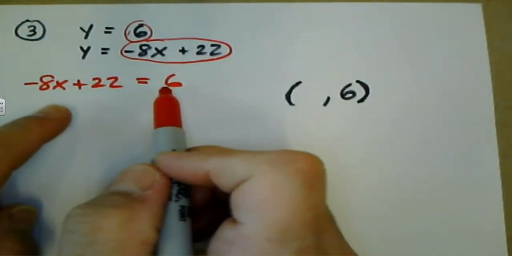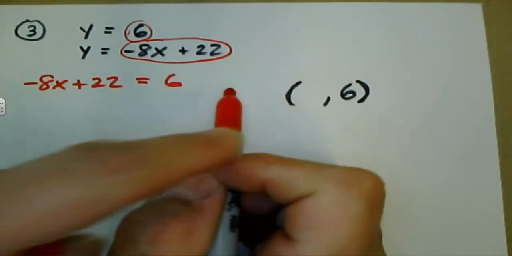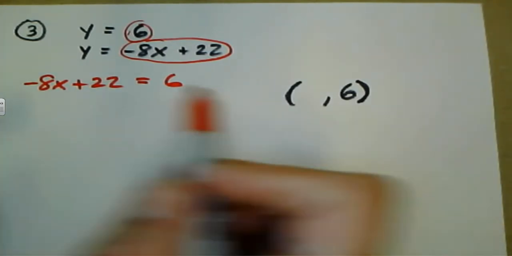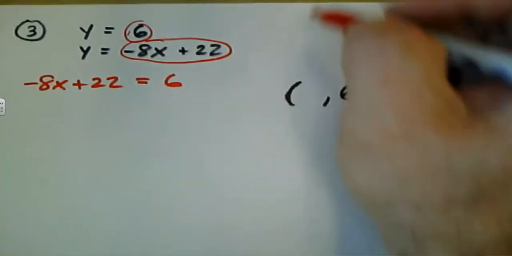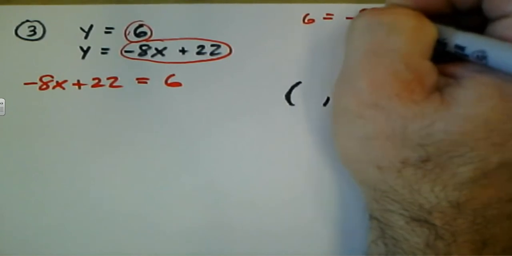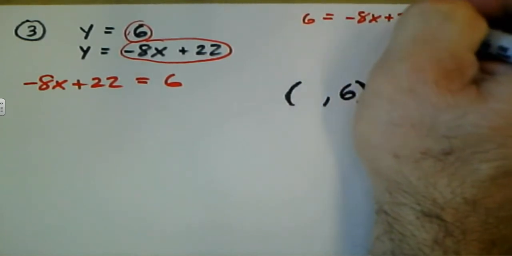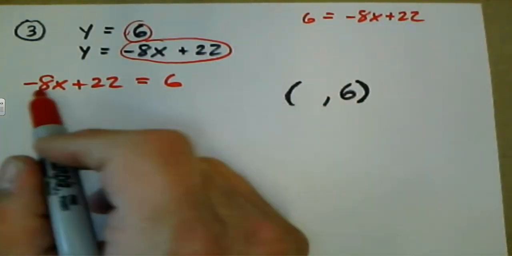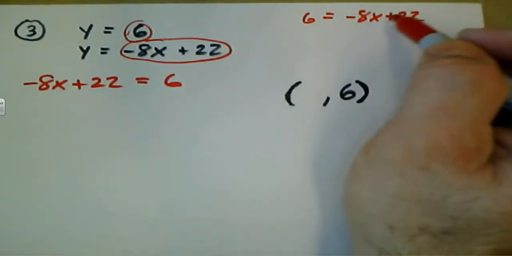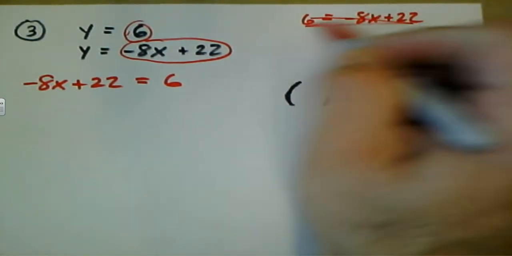And I know what you guys are asking me. Can I put the 6 on the other side and all of that on the other side? Yes. You can flip them around. It's just, I do it this way because I like the variable on the left. It's just me. But you could do it this way as well. Okay?